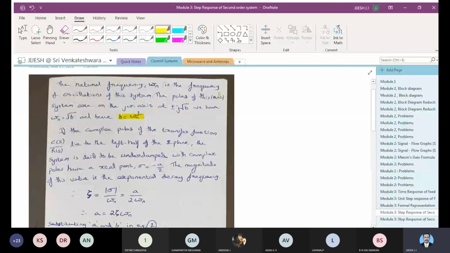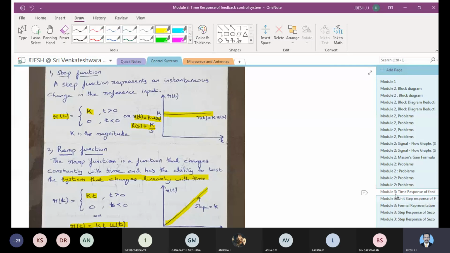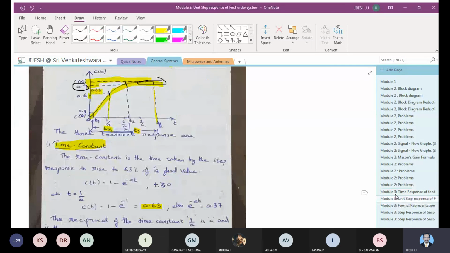So if the complex poles of the transfer function C of s by R of s lie in the left half of S plane, the system is said to be underdamped. So this is the next condition, called underdamped. So I just want to make these things clear. We have studied these things before. We'll just see those things.